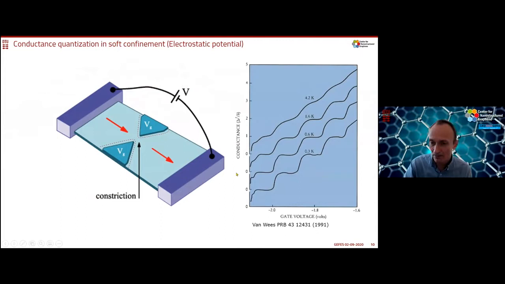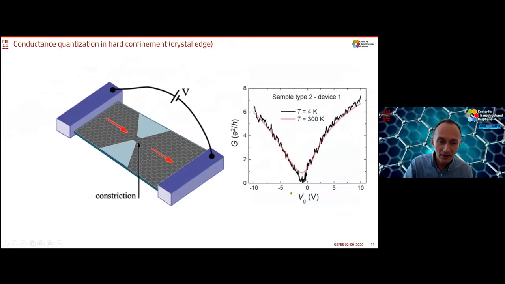Now we are truncating the crystal. We're creating dangling bonds. We have a hard potential instead of this nice soft electrostatic potential. And now, even if we can make the structures look perfect in a microscope, we still end up with something that is nothing like the wonderful curves that we were used to in the 90s.